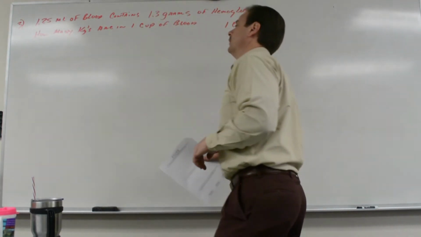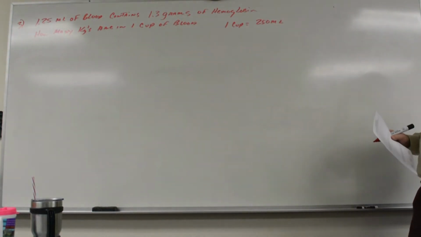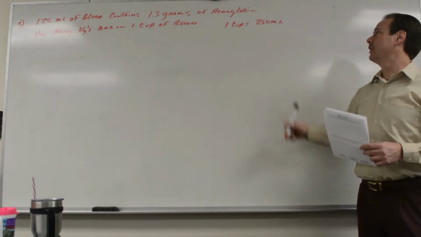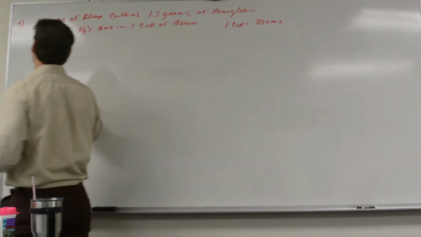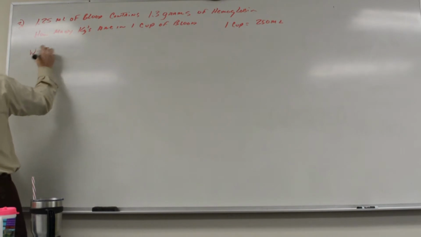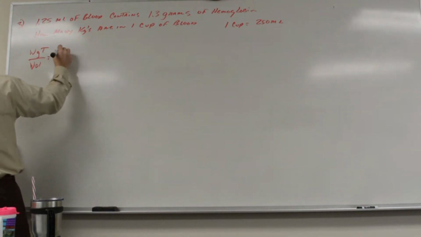We got 1.25 milliliters of blood contains 1.3 grams of hemoglobin. How many kilograms are in 1 cup of blood? And we have a conversion, 1 cup equals 250 milliliters. This is going to be set up like this again. Weight over volume equals weight over volume.